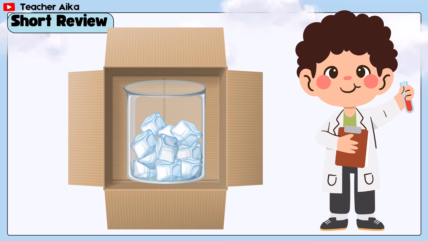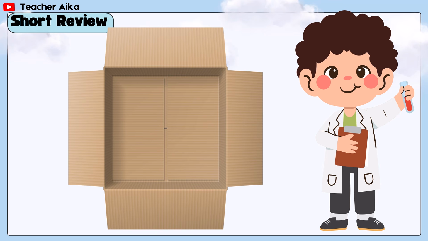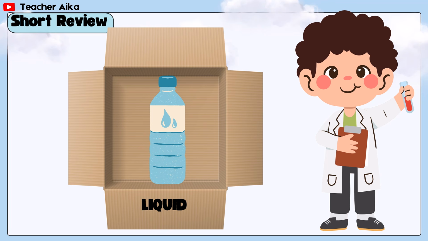First picture. Is this solid, liquid, or gas? The answer: ice cube is in solid state of matter. Second picture. Spoon. The answer: spoon is in the solid state of matter. Third, water. Water is in the liquid state of matter.